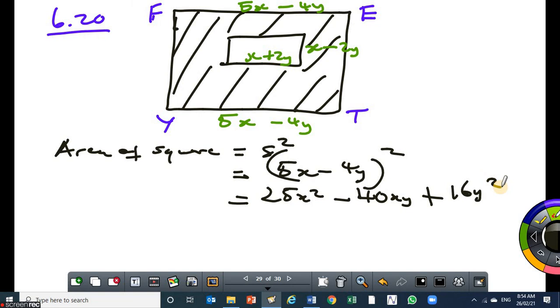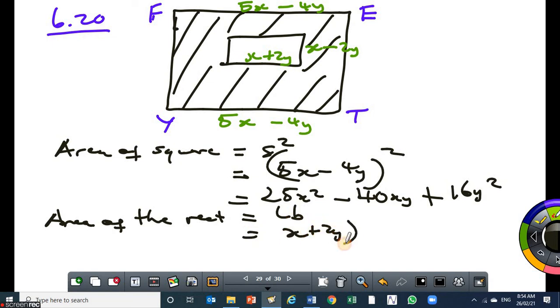So if you did the work, mark your work if you did this part right. Because in a test you get some part marks so far. You get marks, you get this part right, the area of the square. Now we find the area of the rectangle. Area of the rectangle, that's equal to LB. So that will be x plus 2y times x minus 2y.